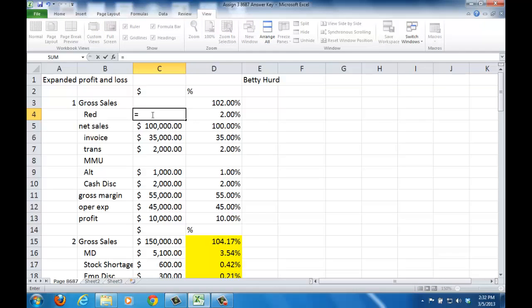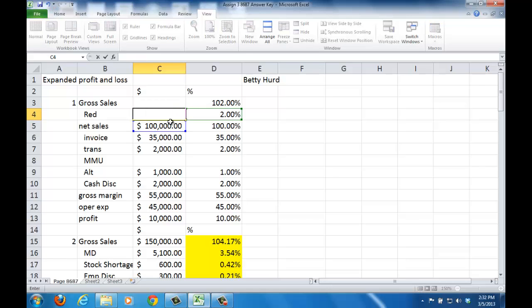So reductions then, how are we going to figure that out? That's going to equal our net sales times our percentage, plus we have to add back in net sales. Oops, that's actually gross sales, isn't it? Good, thought I could catch you on that one.